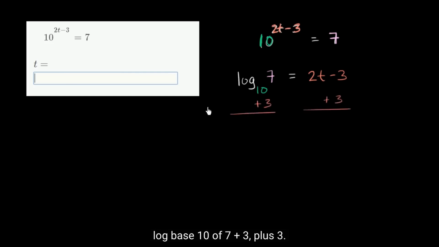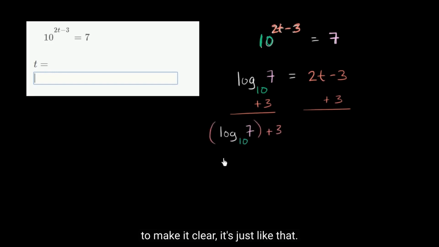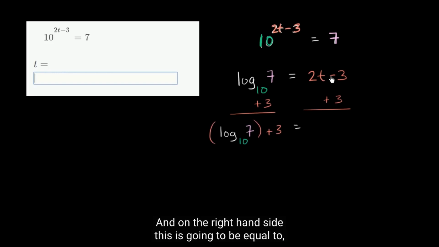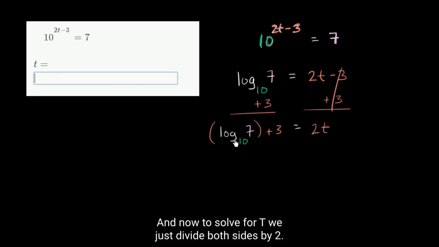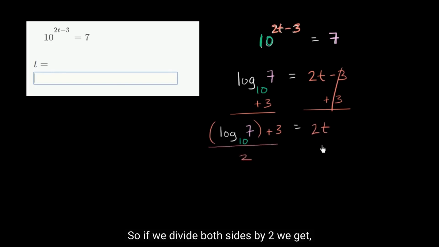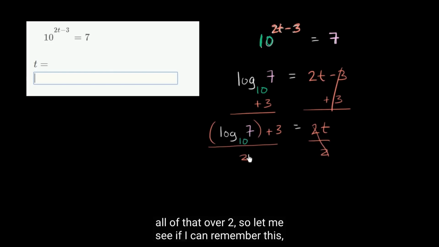We are going to get log base 10 of 7 plus 3. And this plus 3 is of course outside of the logarithm, to make it clear. And on the right hand side, this is going to be equal to just 2t. And now to solve for t, we just divide both sides by 2. So if we divide both sides by 2, we get t is equal to log base 10 of 7 plus 3, all of that over 2.